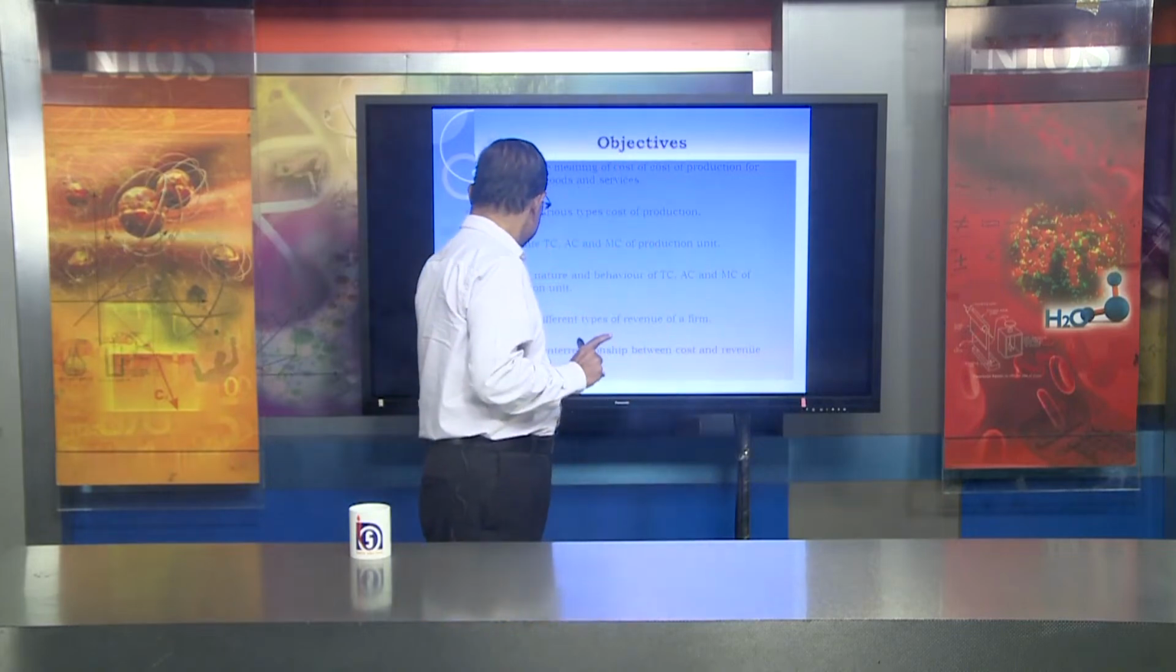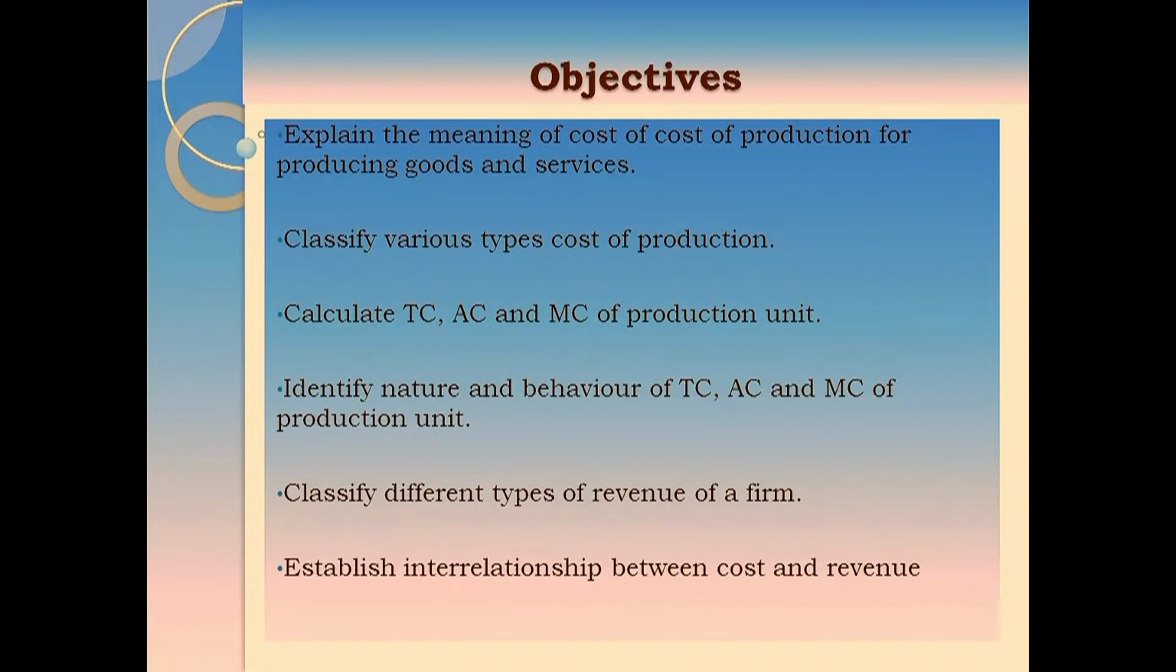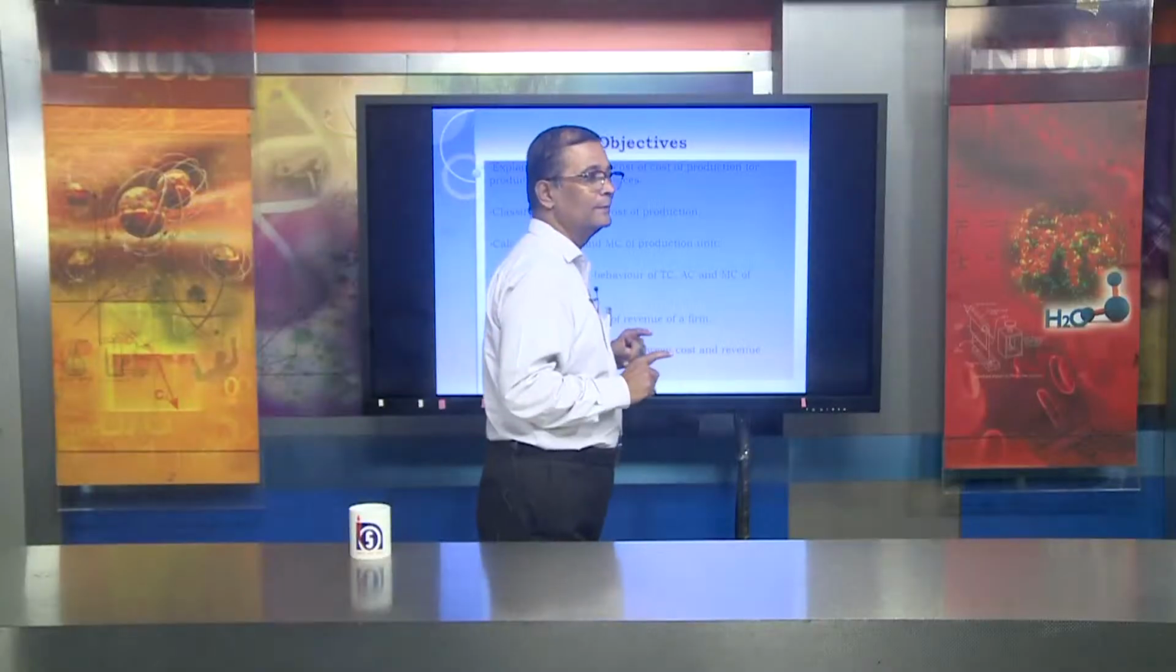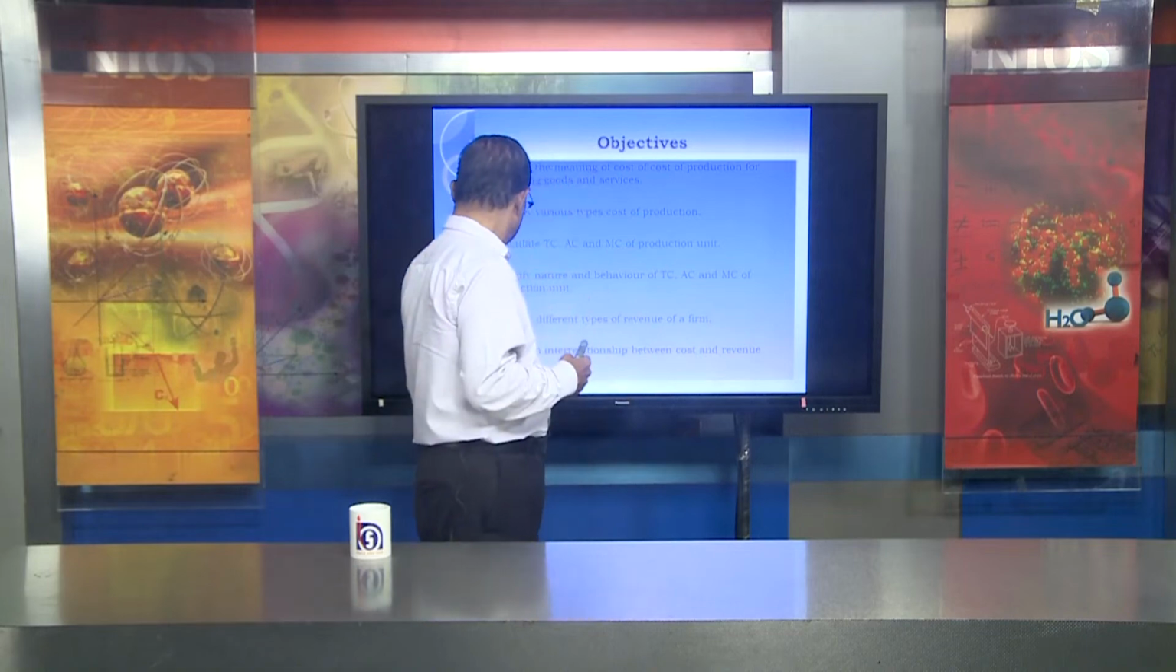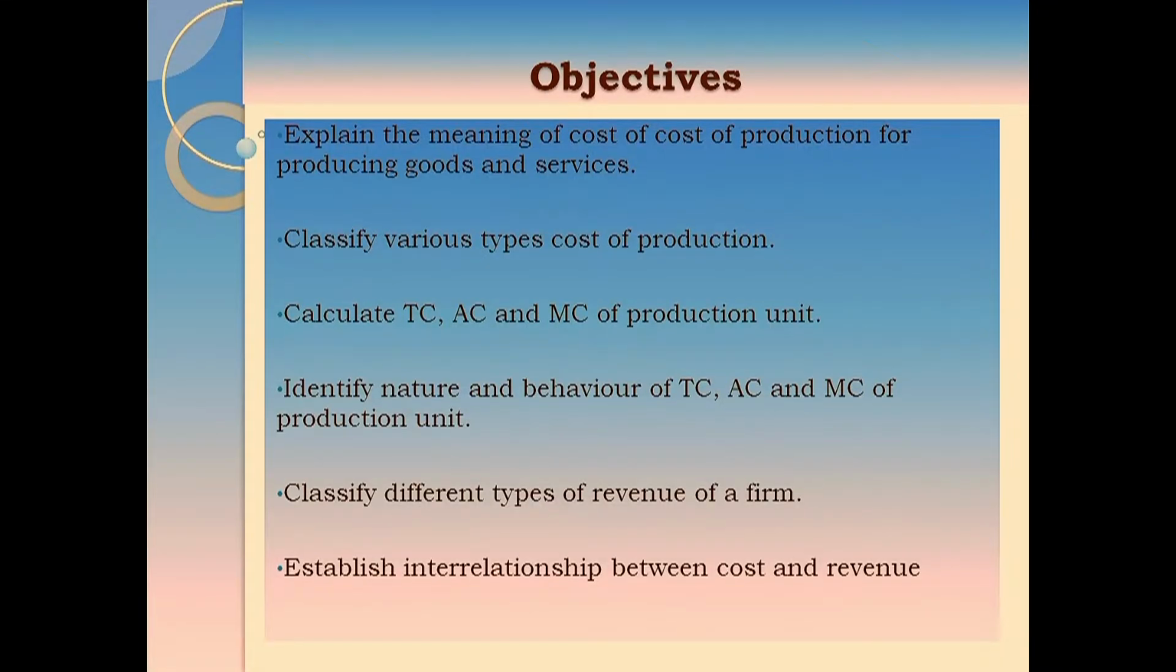Next to this, classify different types of revenue of a firm. रेवेन्यू क्या होता है जिसका डिस्कशन हम लोगों ने कर लिया है. अब इसके डिफरेंट पार्ट्स को क्लासिफाई करेंगे कि एक फर्म में रिवेन्यू के कौन कौन से कैटेगरीज होते हैं, कौन कौन से टाइप्स होते हैं. And then last but not least, establish interrelationship between cost and revenue. Why these twin concepts are studied together at the initial stage.